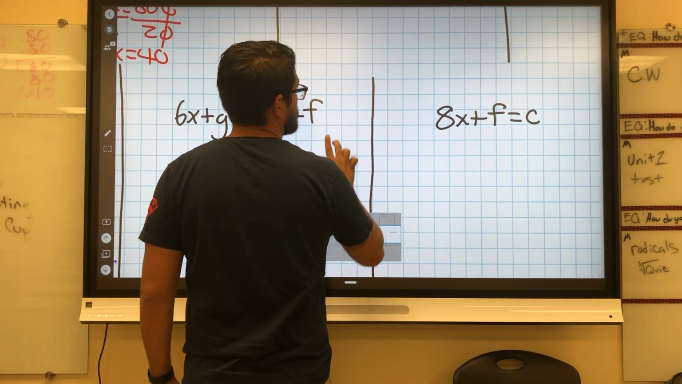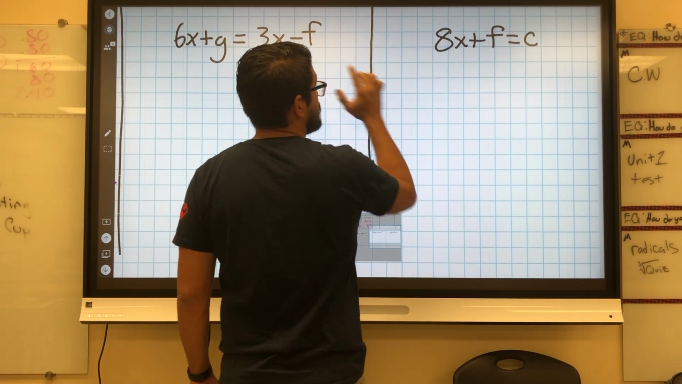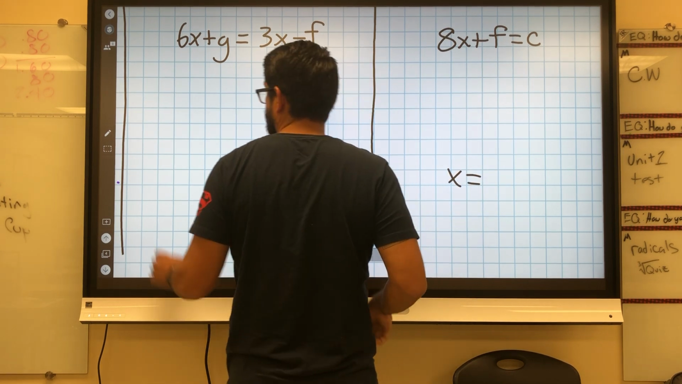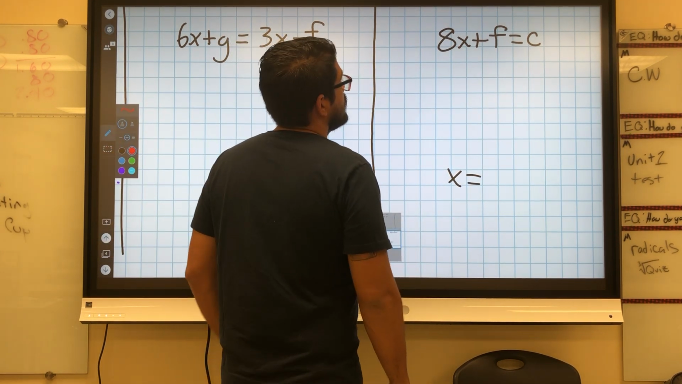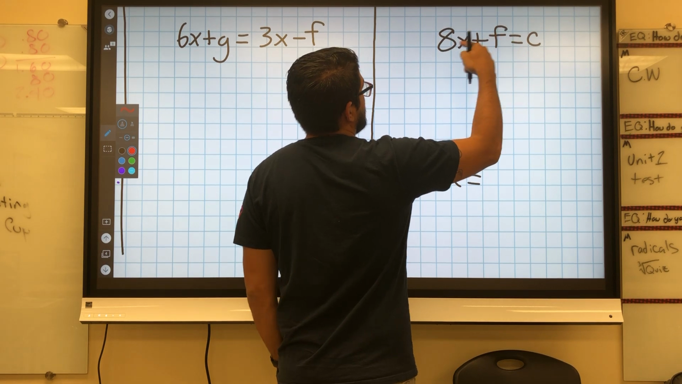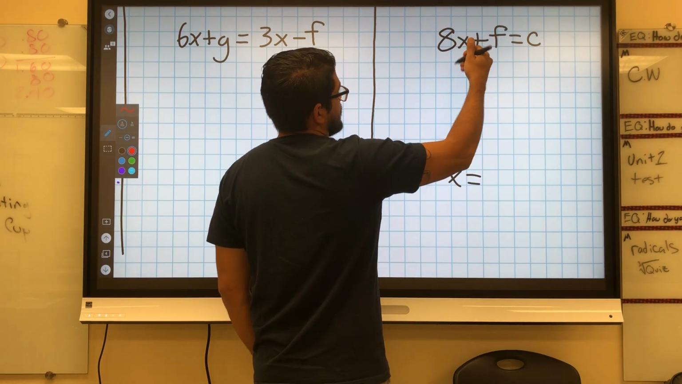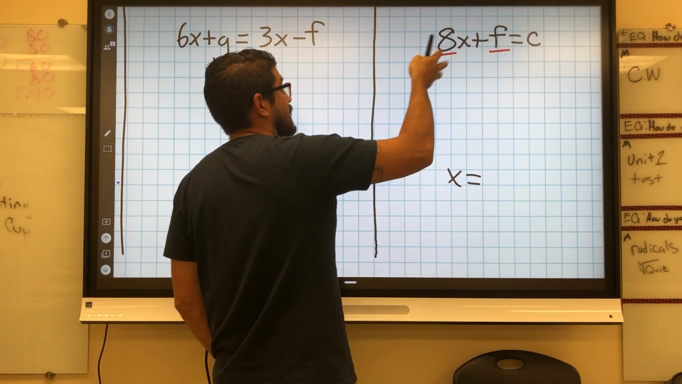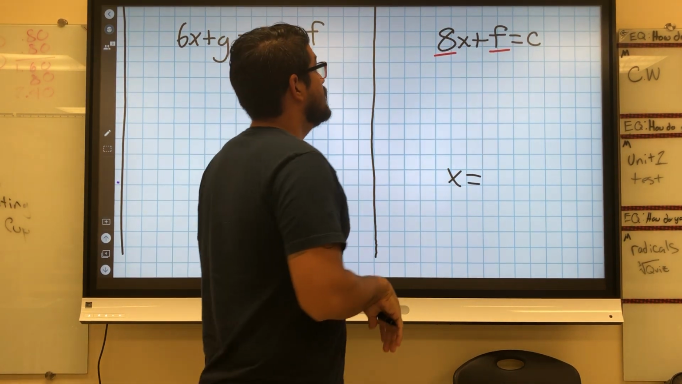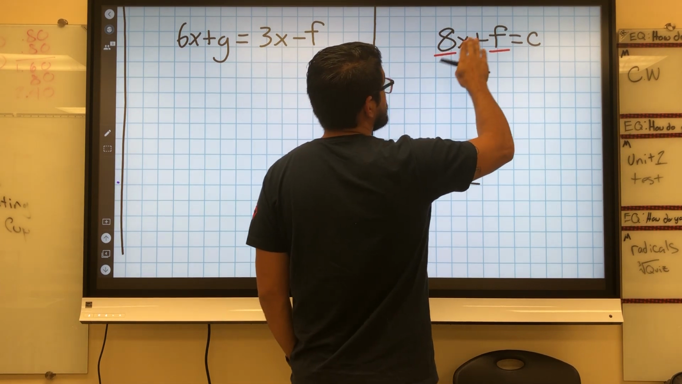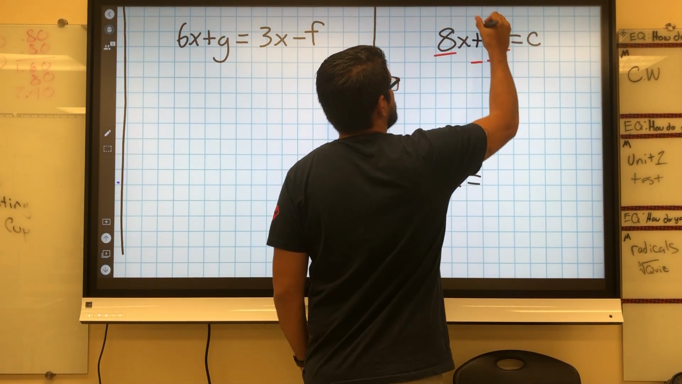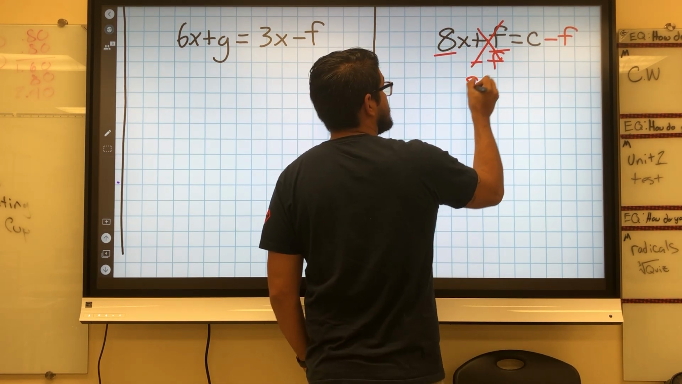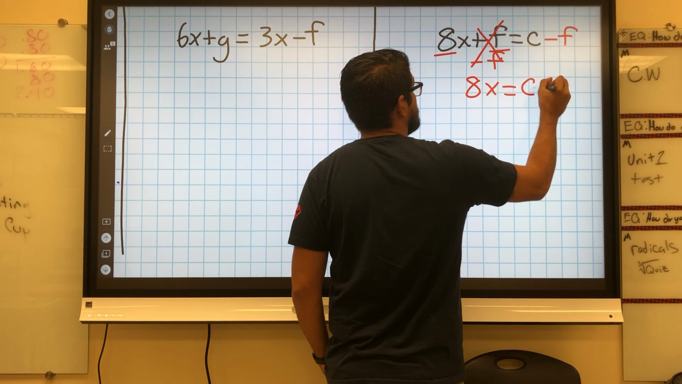All right, let's scroll this up. Now let's solve for a specific variable. Here, let's solve for x. What does x equal? So we're solving for x, which means we gotta get rid of everything that's affecting the x. The 8 is affecting the x, and the f is affecting the x. The c is not doing anything to the x, so we don't have to move it around. So let's get rid of the furthest thing from the x, which is the f, minus f, minus f. So now we have 8x by itself equals c minus f.